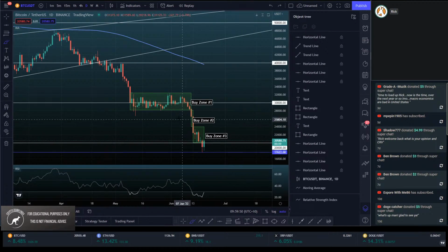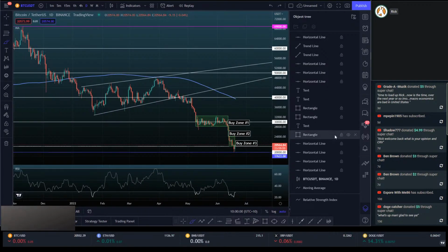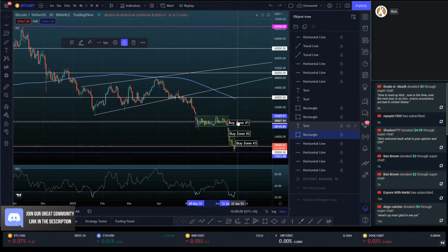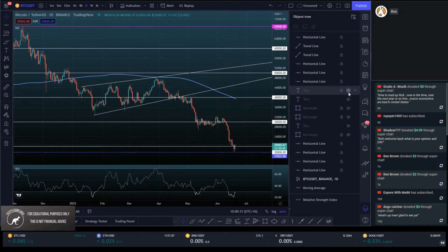But yeah, these buys are for accumulation purposes. It's not for leverage trading or futures trading or anything like that. These are just for a long-term hold type buy, just as an example. All right, let me hide those again, because we've sort of gone past that now.